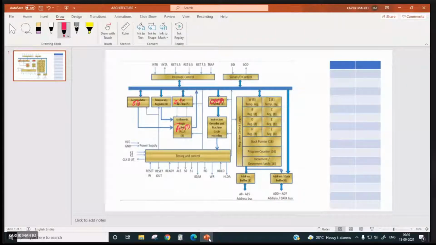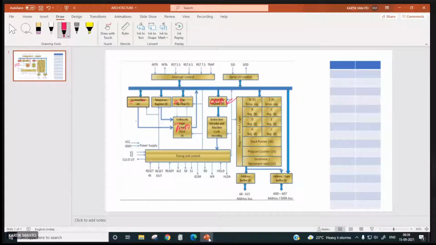Suppose the accumulator is AAH, 1010 1010, and CMA is the instruction. What exactly is it going to do? It will give 0101 0101. This will be the result, and it will be stored back in the accumulator. So it will be 55, and based on this, flags are going to be affected. The number of ones is not changing, so it's right.